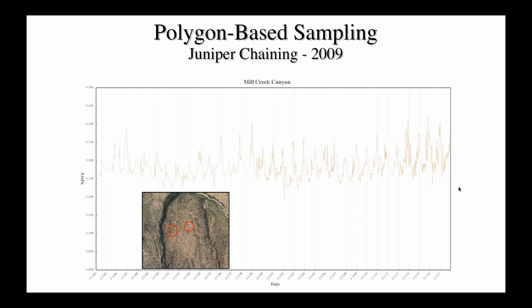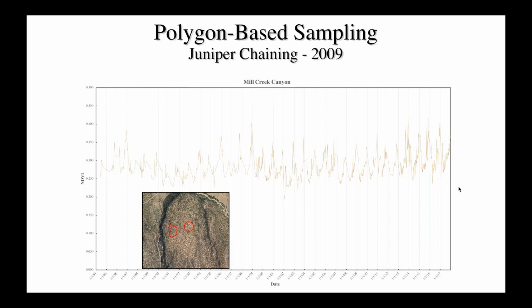And she wrote this script in Python, but using Jupyter, which is a utility in Anaconda, the Anaconda version of Python that allows you to web enable your analyses. So here you see this is actually a chaining that occurred in 2009. So you can see the inset image there. Down below, you have two red polygons. The circle area is an area that was not chained. And then the polygon was an area that was chained.